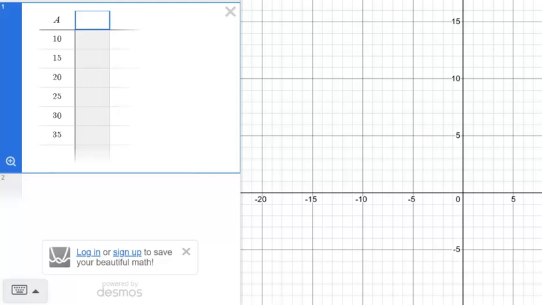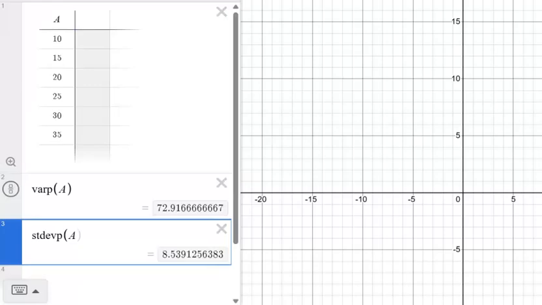So if I was doing this on Desmos, I would just make a table and put all of my data into a column, and then use my commands for variance and standard deviation to just get the values.